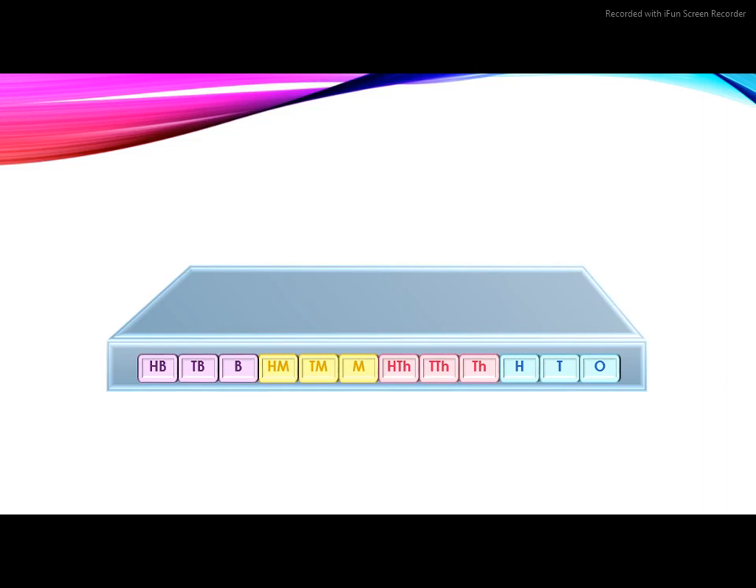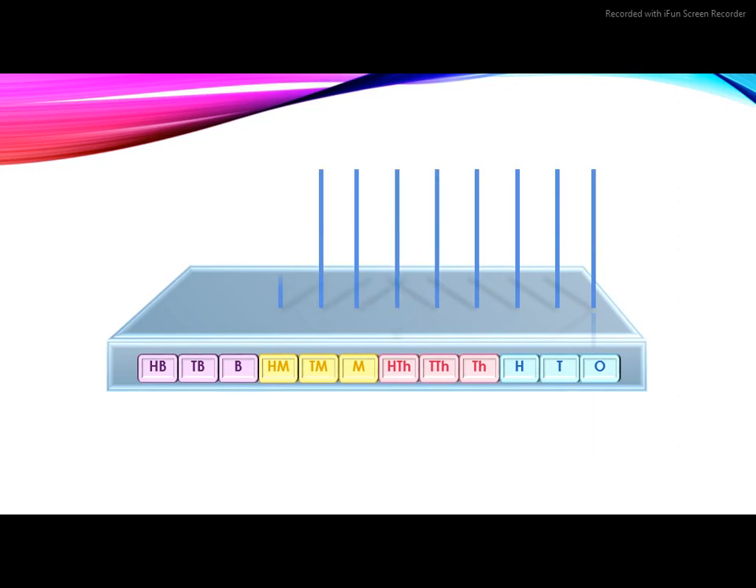Now let's put some rods on each place value. Then let's drop some beads on each rod. Are you ready to count? Okay, let's do it. 1 bead, 2 beads, 3 beads, and 4 beads. Now, we've got 4 beads for ones, 5 beads for tens, 8 beads for hundreds, and no bead for thousands.